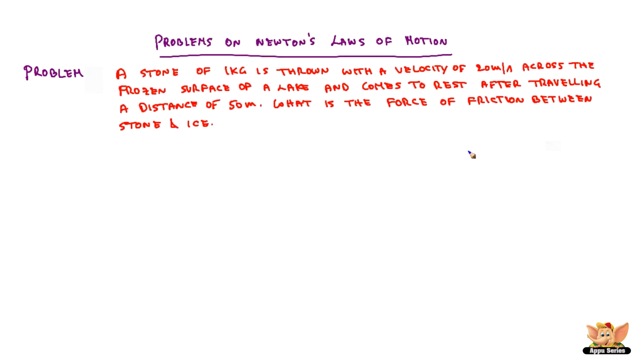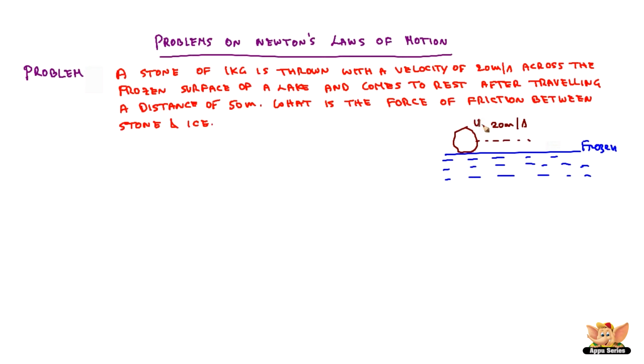So this problem talks of a pond and a stone which has been thrown and which travels at a velocity of 20 meter per second. This is the stone velocity, and the stone weight is 1 kg, and it comes to rest after traveling a distance of 50 meters. So this is where it comes to rest. That means the distance it traveled is 50 meters.